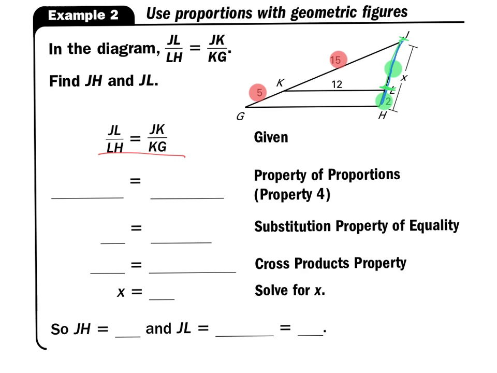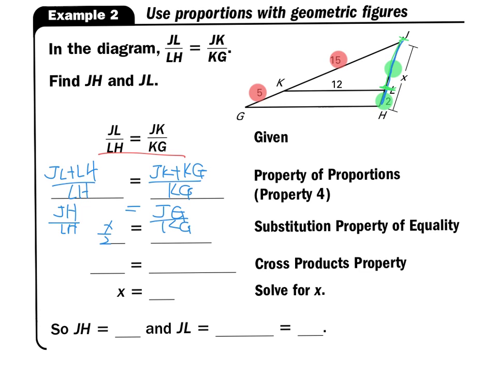If I use the property of proportions, the fourth one as they indicated here, I can add the denominator to the top. So I can have JL plus LH over LH equals JK plus KG over KG. And what that gives me is the entire length of JH. I'm going to add a step here. JH over LH equals JG over KG. And then I plug in the numbers. I should have X over 2, because X is JH, LH is 2, should equal 15 plus 5 over 5.